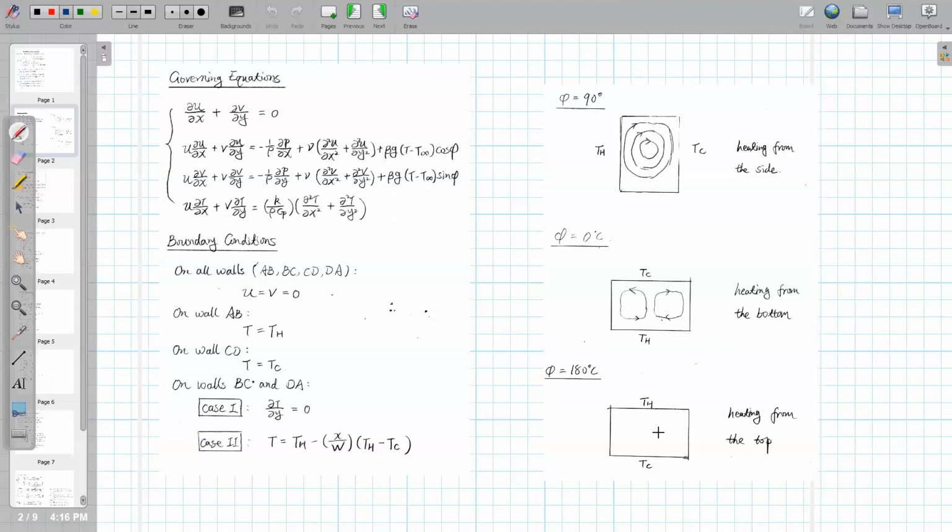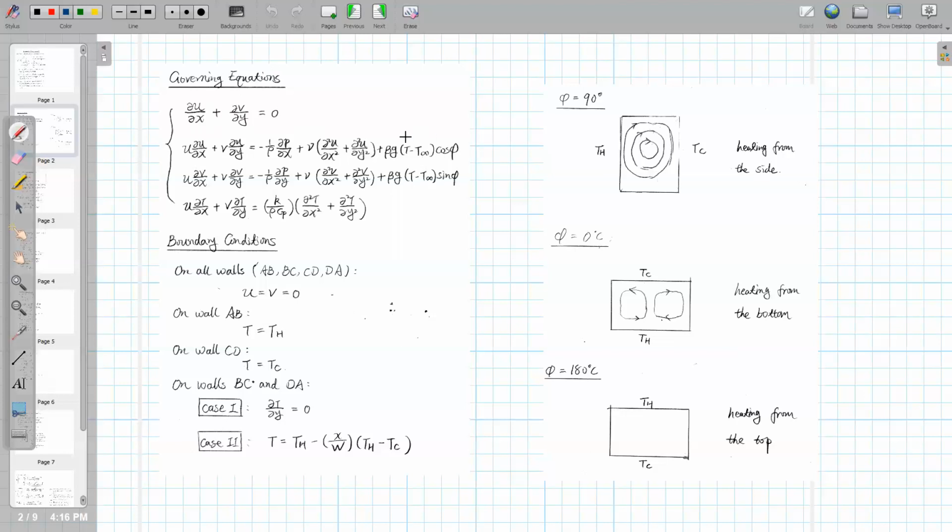But for the general case, if phi is not one of these three special cases and is just some angle, this will be the governing equation for the problem, where the Boussinesq approximation is already applied. The buoyancy effect is given by this, and this is the buoyancy term. We have the continuity equation for u and v in this 2D problem, and we also have the x momentum equation.